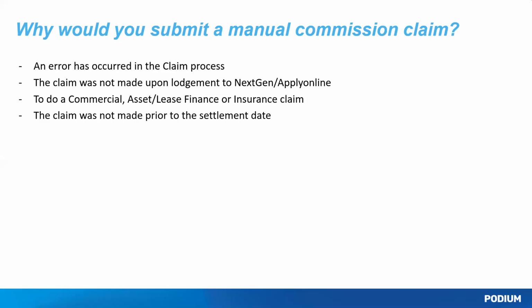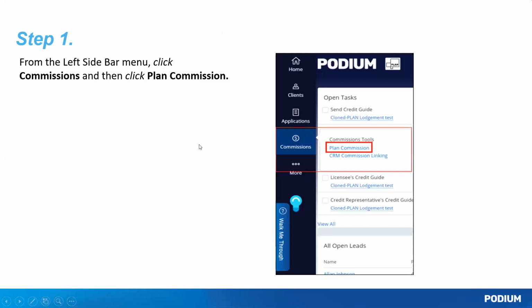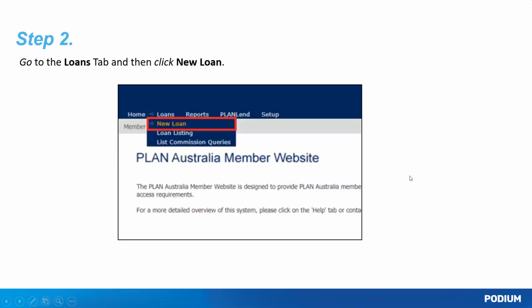So let's have a look at the steps for processing a manual commission claim for plan members. Step number one, go to your Podium portal homepage. On the left sidebar menu, go to the Commissions tab, scroll across to Commissions Tools, and click on Plan Commission. This will open up the Plan Australia member website. Go to the top left-hand corner to the Loans tab, and then click on the New Loan button.